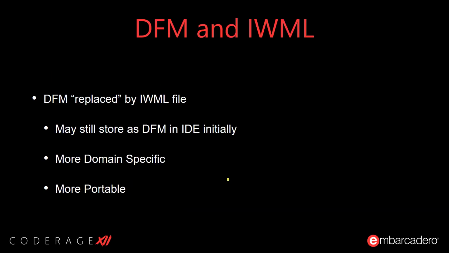The DFM is essentially replaced by an IWML file. However, in the first releases, to make it a little bit easier, we may store it locally in the DFM and convert it to IWML on the fly before sending it to the browser, but the end goal is to store it directly in IWML. IWML is more domain specific and it's more portable. Now you say portable for which?